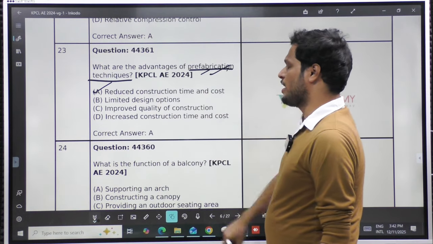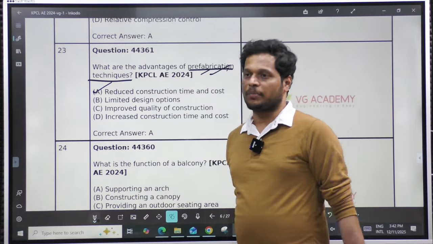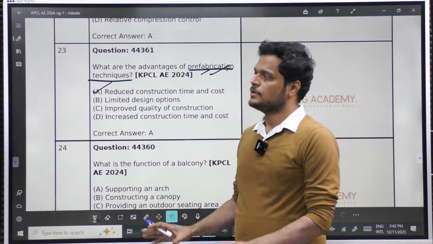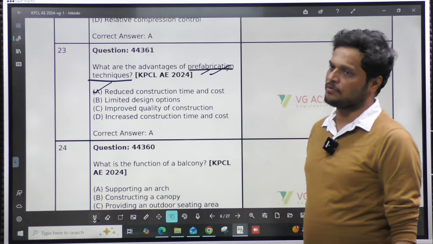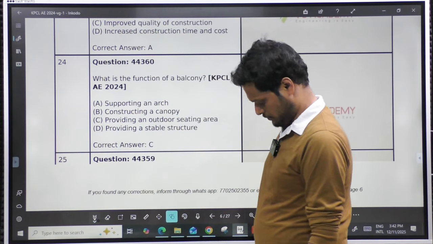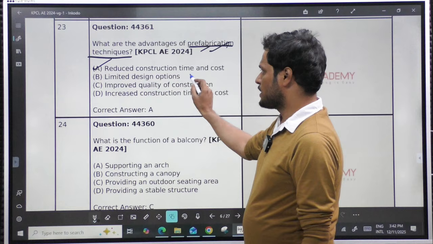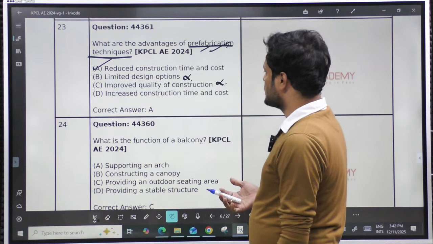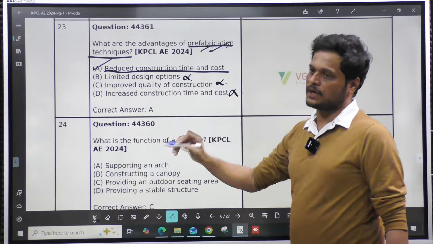So in a prefabrication building, whatever the windows, doors, walls, everything will be prefabricated. They are pre-engineered buildings, generally we will be using these prefabrications. So directly we will take them and install in the site without cast in situ; it is the opposite of cast in situ, we can say. The remaining options are incorrect: limited design option is incorrect, improved quality of construction is also not correct, increased construction time and cost is also incorrect. So this is the major reason: reduced construction time as well as cost.